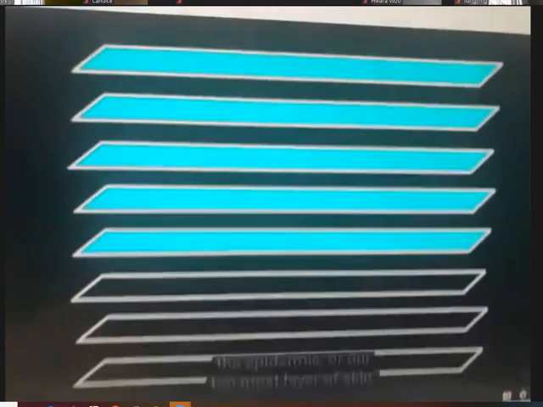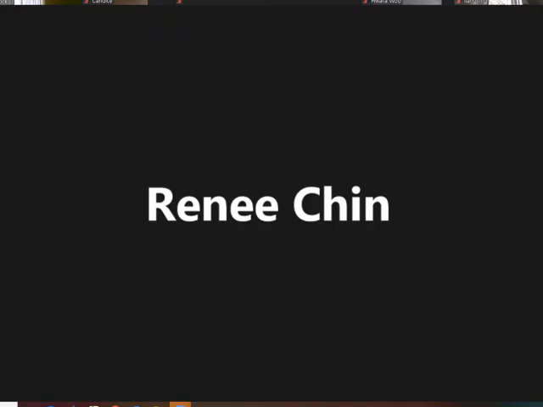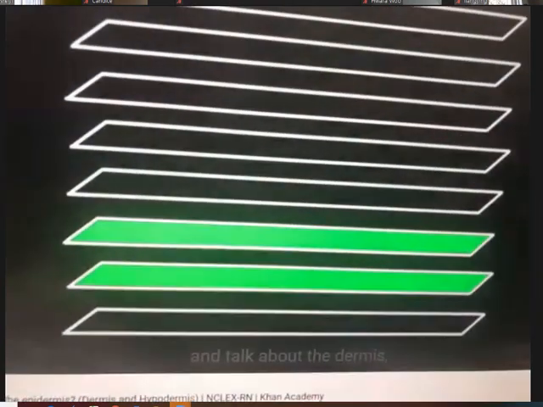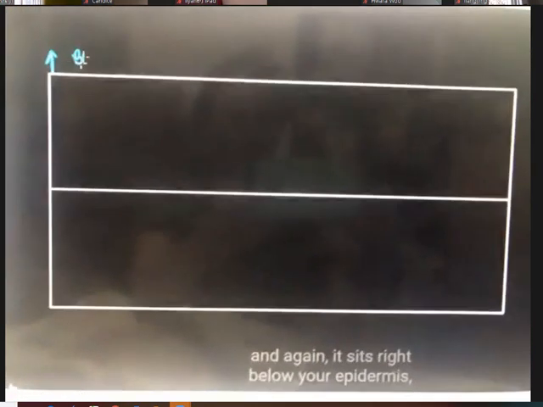Now that we've talked about the epidermis, or our topmost layer of skin, let's descend further down and talk about the dermis, these next two layers of skin, and then we'll also talk about the hypodermis, which is the bottommost layer of skin here. So as you can see, your dermis has two layers to it, and again, it sits right below your epidermis.